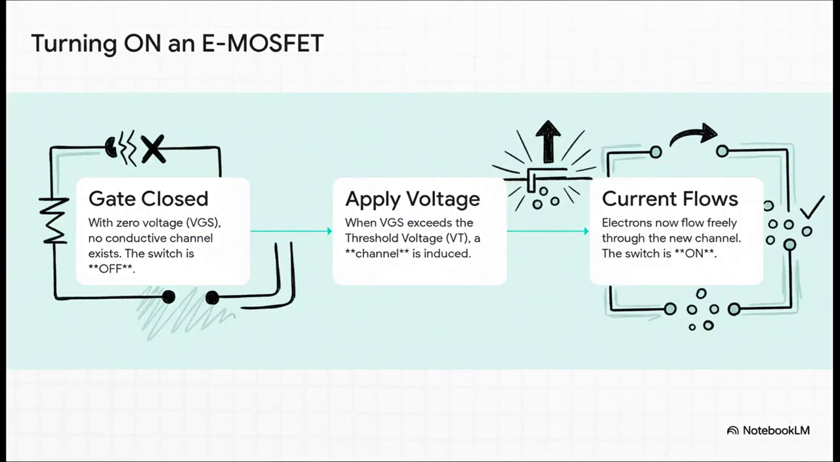At first, with absolutely zero voltage on the gate, there's no path. Nothing. The switch is totally off. But then you apply a voltage to that gate that's just a little bit higher than its specific threshold voltage. When you do that, the electric field it creates does something that feels like magic. It pulls electrons into place, forming a brand new conductive channel right under that oxide layer. And boom, the gate is open, current flows, your switch is on. It's just such an elegant and beautiful mechanism.